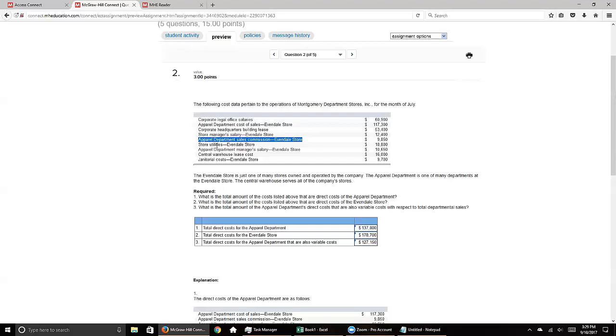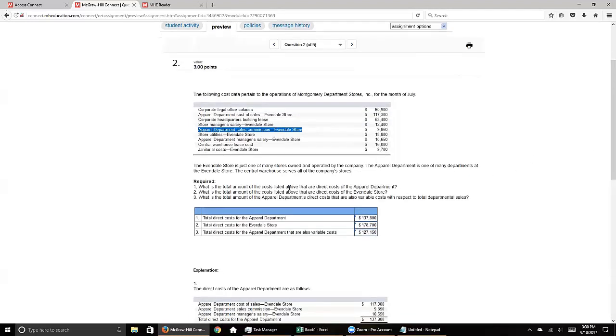So when we're trying to determine if a cost is direct or indirect, the first rule or question we have to ask is with respect to what? What's our cost object or our object of interest? Does that make sense? Are there any questions about that in general? No. Okay.